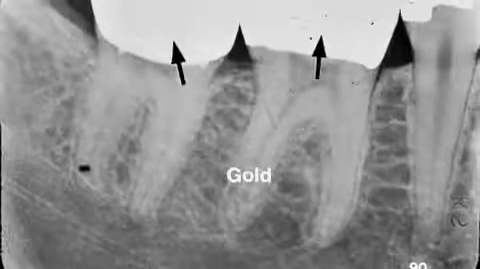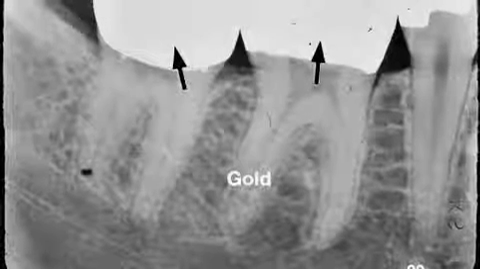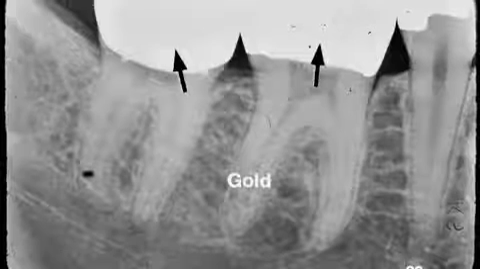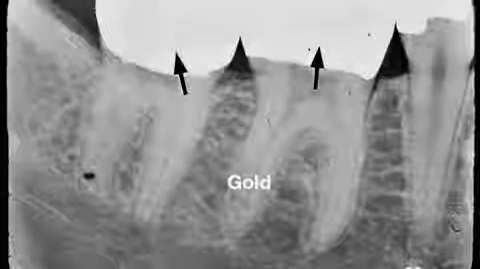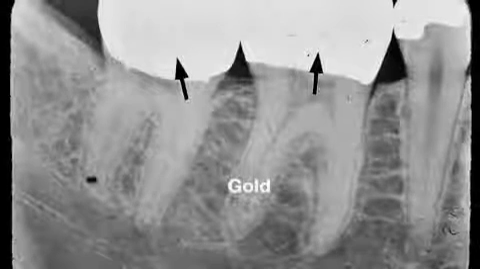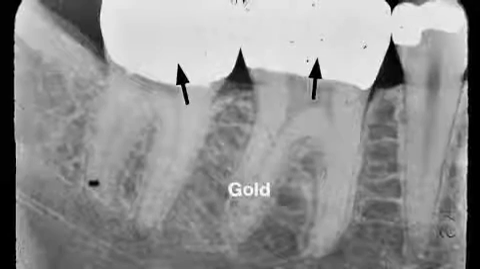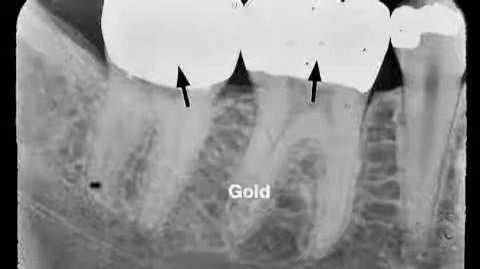These arrows point to gold. We know it is precious metal because it has been cast and has a smooth outline. At the cervical area of tooth number 31, we see some stainless steel pins that were used to retain amalgam prior to crowning this tooth.